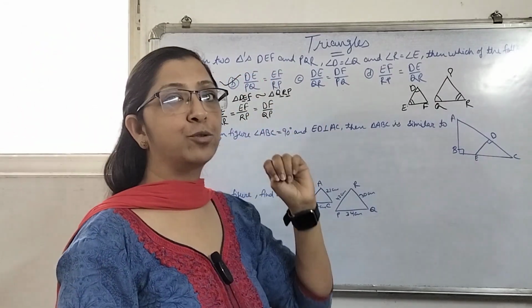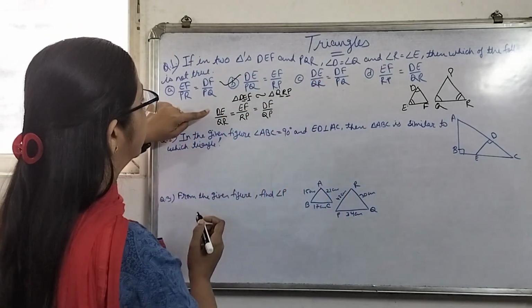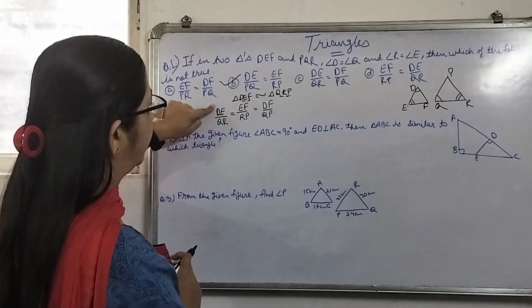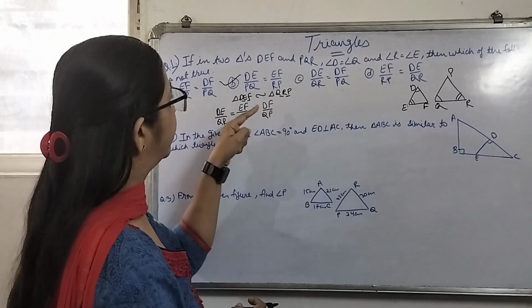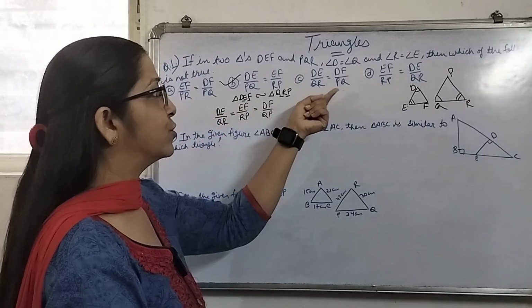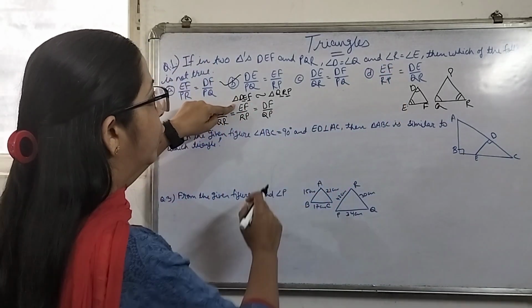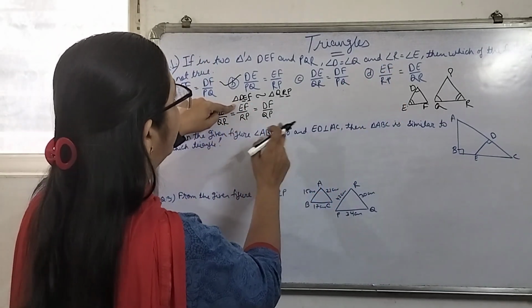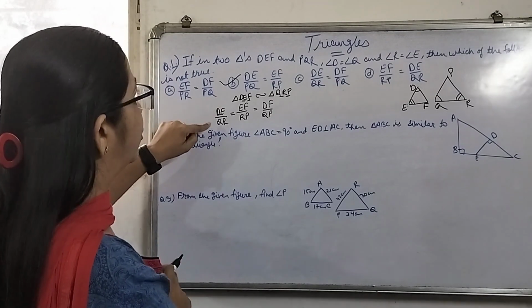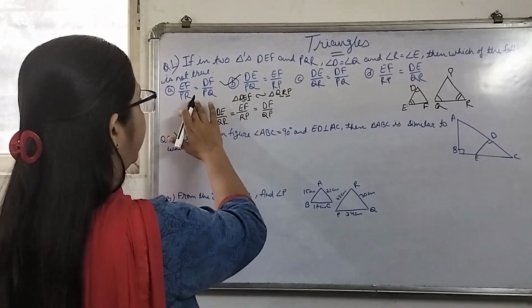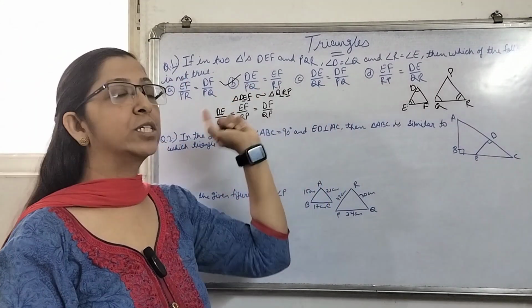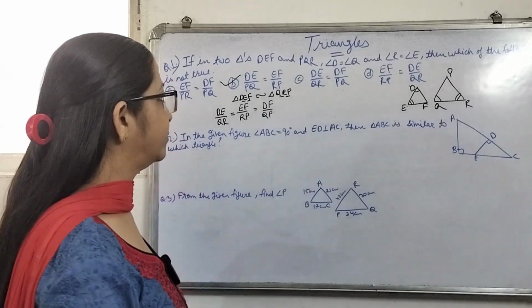Let's check the other ratios also. DE over QR is equivalent to DF over PQ. So this is even true. Then the last one, EF over RP is equivalent to DE over QR. So these three are correct, but the second is not true. So this will be the answer.